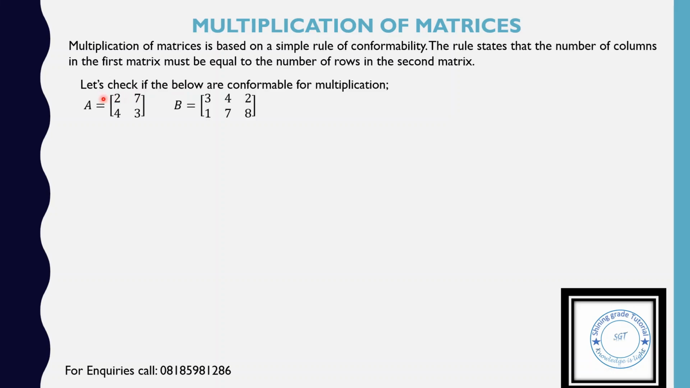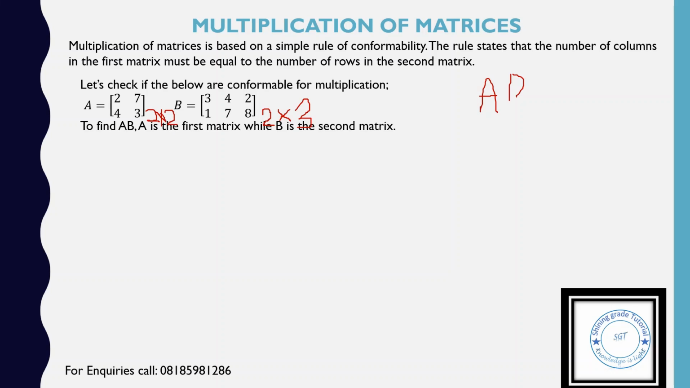Look at this given matrix A, and this is matrix B. The order of matrix A is 2 by 2. The order of matrix B is 2 by 3. So the rule of conformability says the number of columns in the first should be equal to the number of rows in the second. Let's take an instance where we have to find AB, the product of A times B. Matrix A will be your first matrix, and matrix B will be the second matrix.